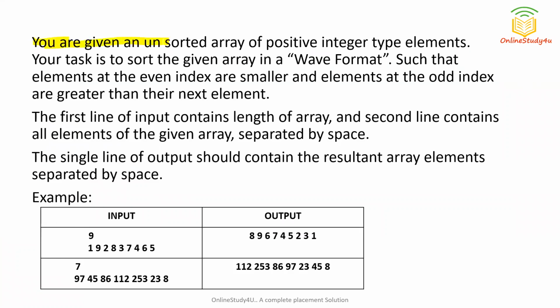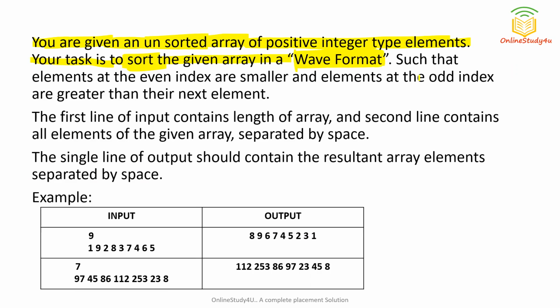You are given an unsorted array. Okay, so you have been given an array of positive integer elements. It consists of only integer type elements, and all are positive in nature. Your task is to sort the given array in wave format. So we have to not only sort the array, we have to sort it in a specific format. It is wave format. This is the interesting part.